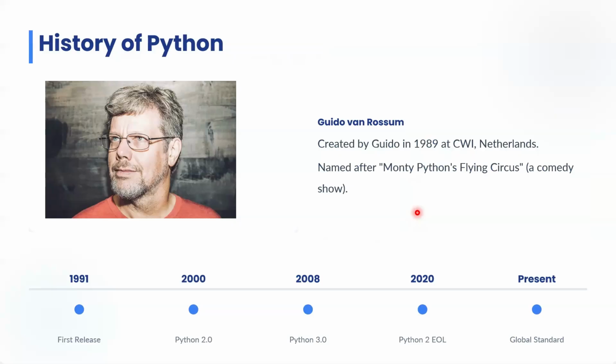When we are talking about the history of Python, this is Guido van Rossum. He created the Python language in 1989. He is from the Netherlands, and I believe he is currently working with Microsoft. So this is just a basic history of Python, when it was invented and who invented it.